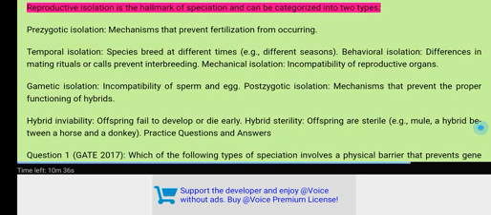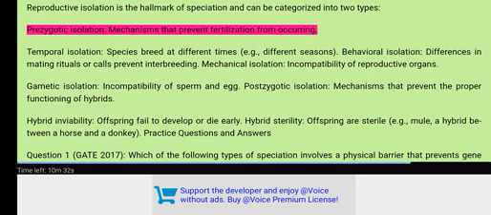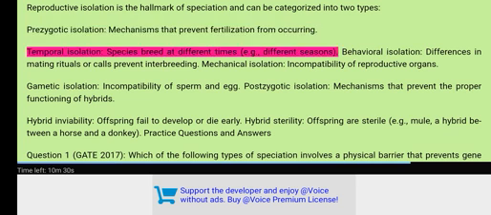Reproductive isolation. Reproductive isolation is the hallmark of speciation and can be categorized into two types. Prezygotic isolation: mechanisms that prevent fertilization from occurring. Temporal isolation: species breed at different times, e.g., different seasons.